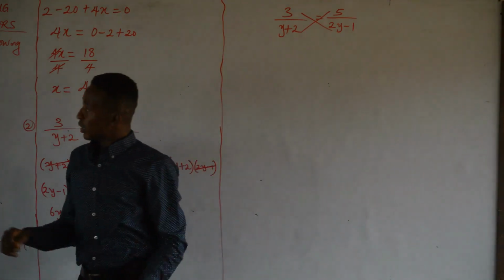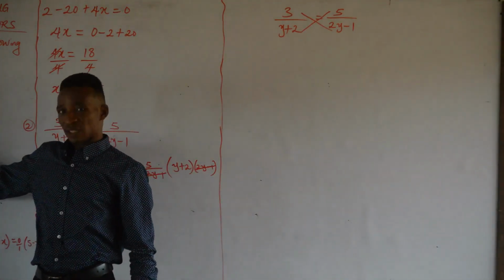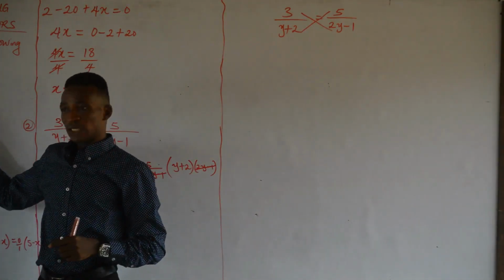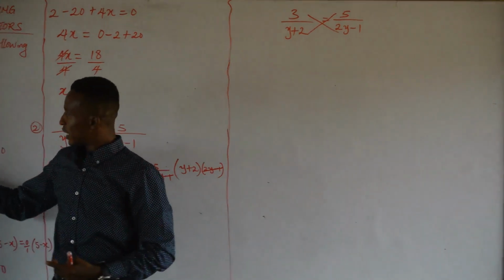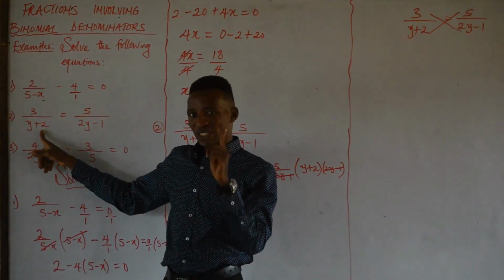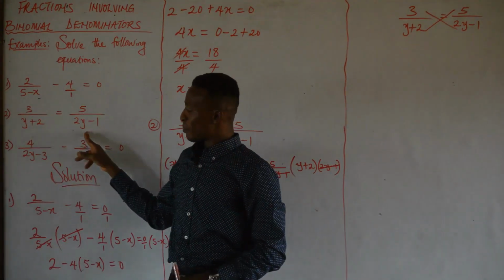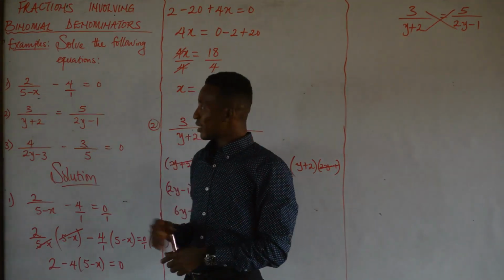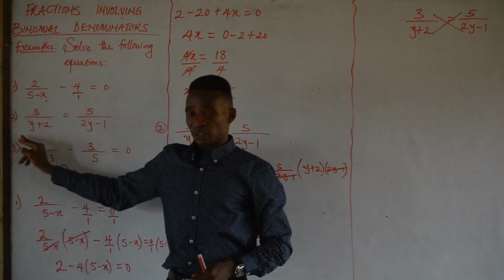Let's look at this question 1 here. From question 1, you have 5 minus x. That's the first denominator. Then 1, which is the second denominator. Then here, y plus 2, just one denominator from your LHS. Then 2y minus 1, one denominator from the RHS. And that's why we are using the method of cross multiplication here.